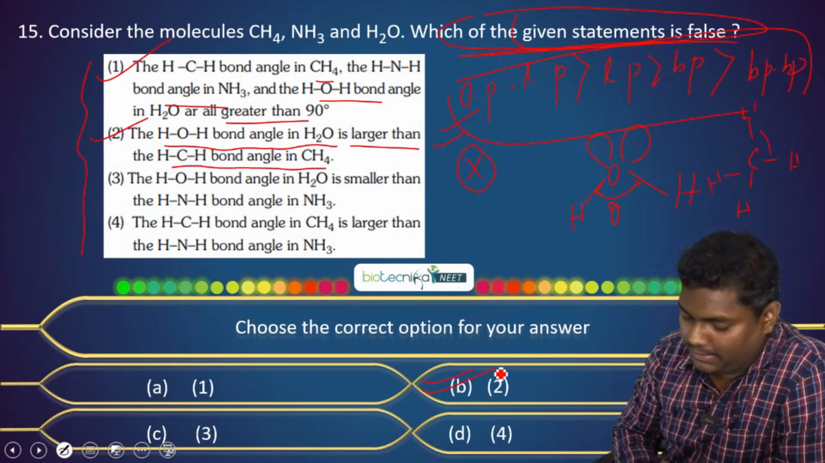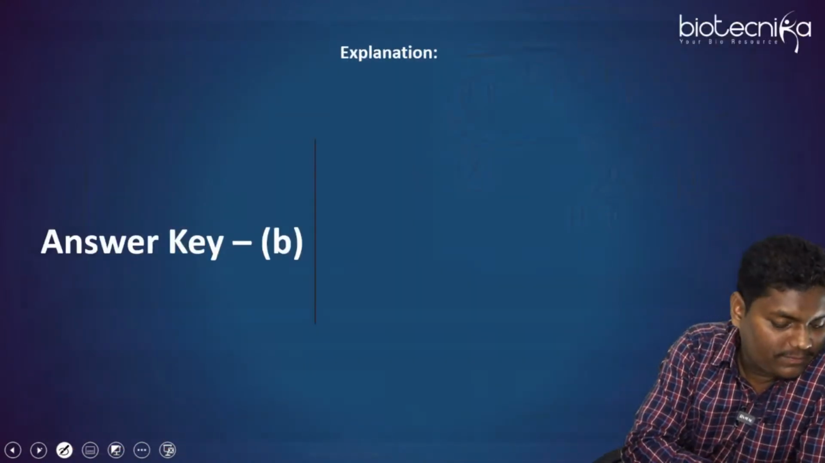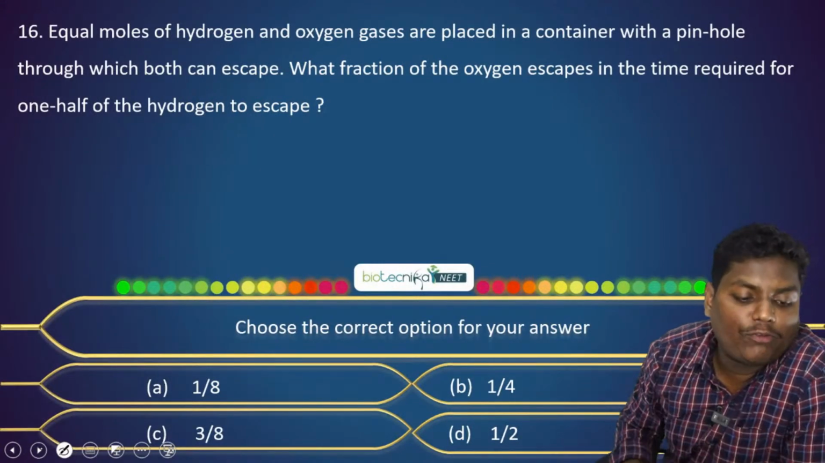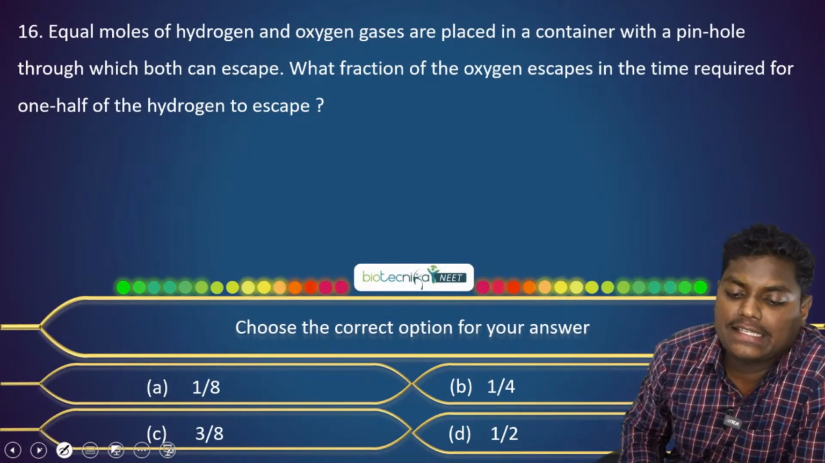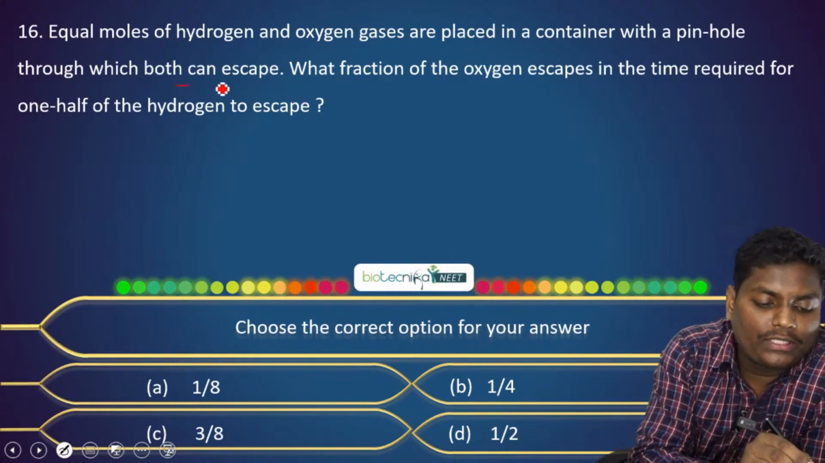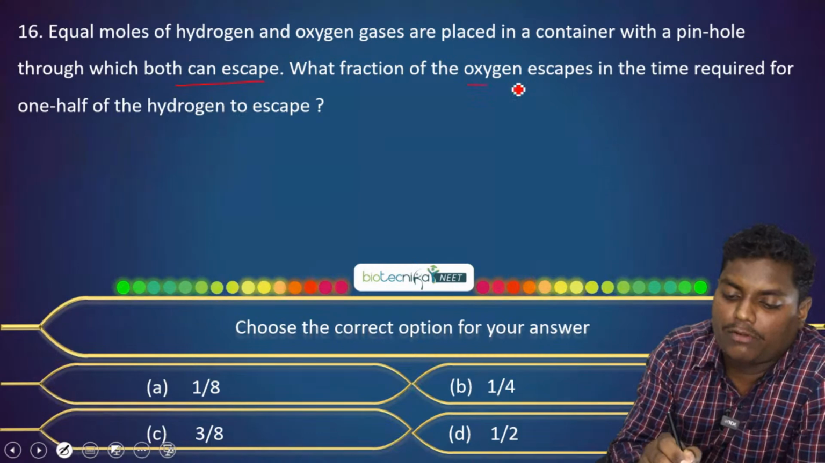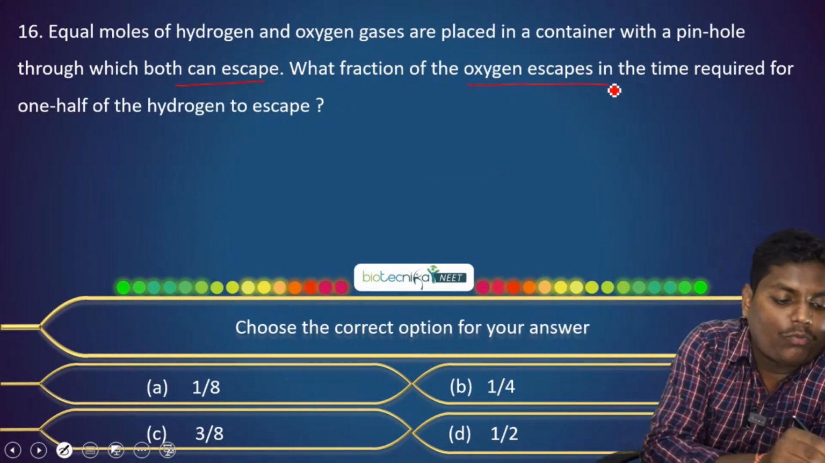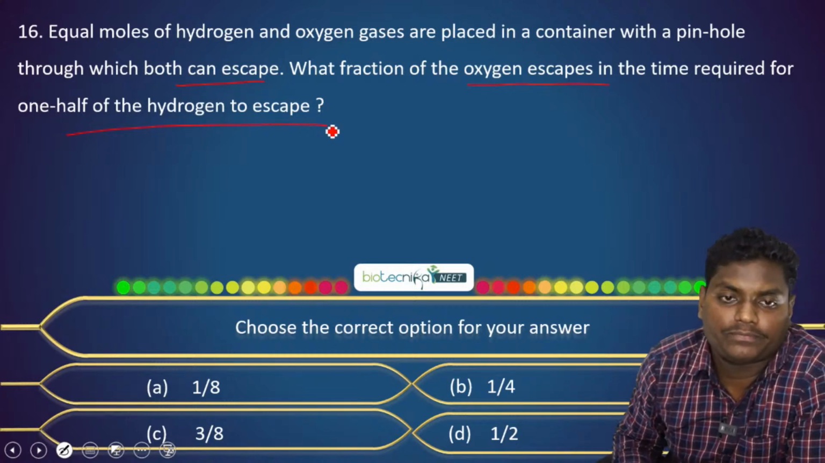Shubham Kumar, great. So moving to the 16th question. Equal mole of hydrogen and oxygen gases are placed in a container with a pinhole through which both gases can escape. What fraction of oxygen escapes in the time required for 1/2 of the hydrogen gas to escape?